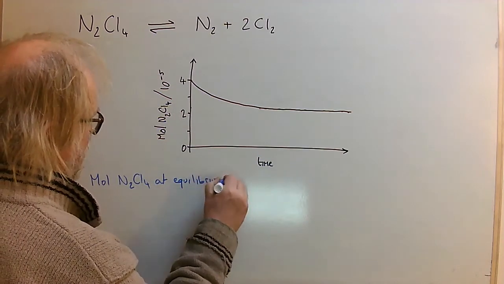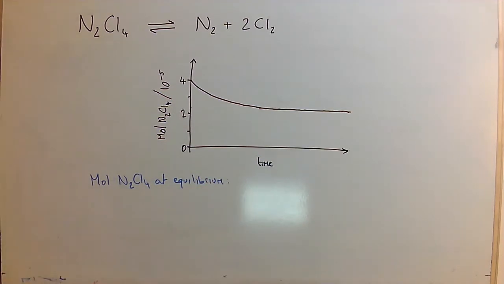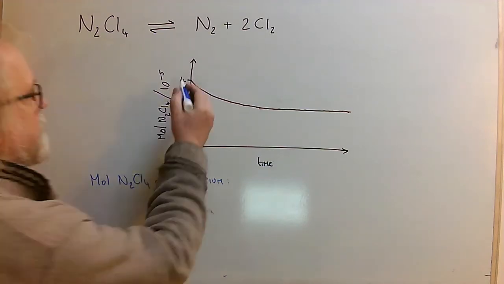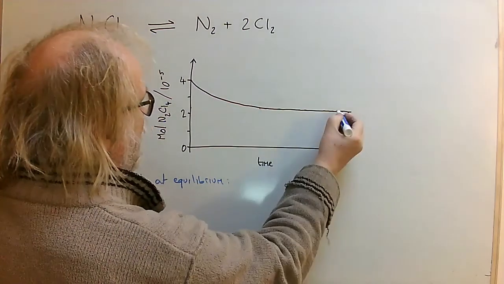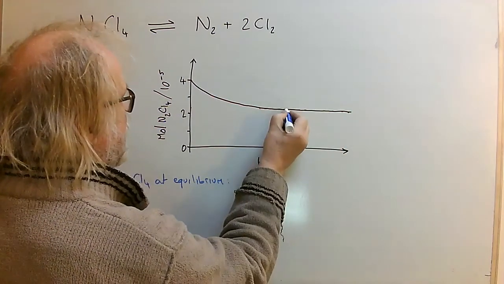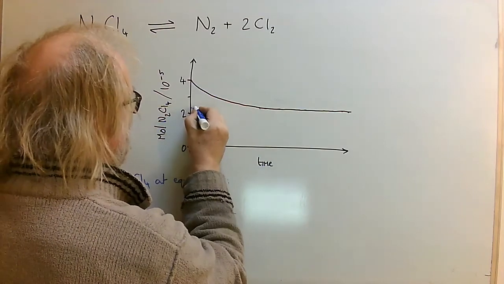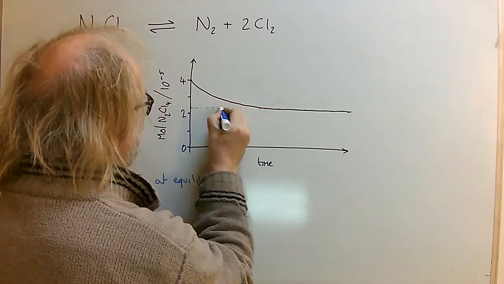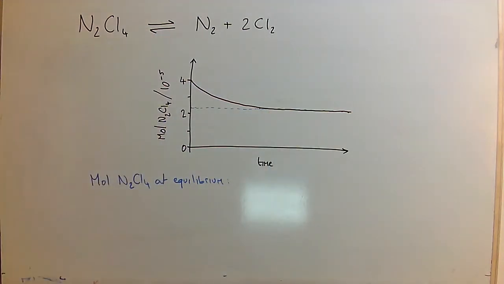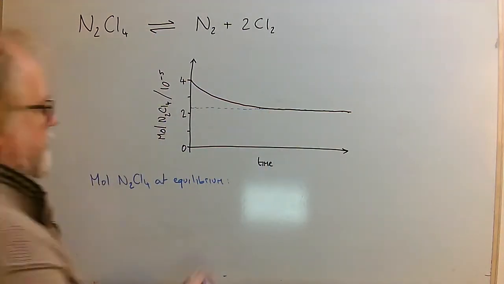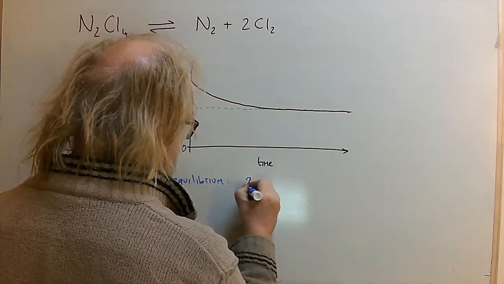So equilibrium is when the reaction has settled down and the concentrations have stopped changing. And so what's happened here is that the graph decreases and then it levels off. And it's that level at the end that's the equilibrium amount. So what we have to do is just read off carefully what that level is. And the number you read off the axis is 2.4.